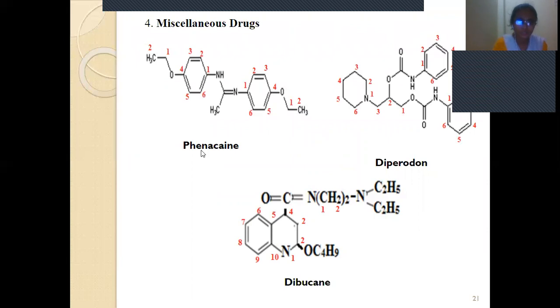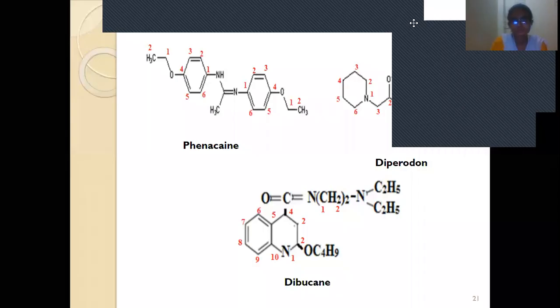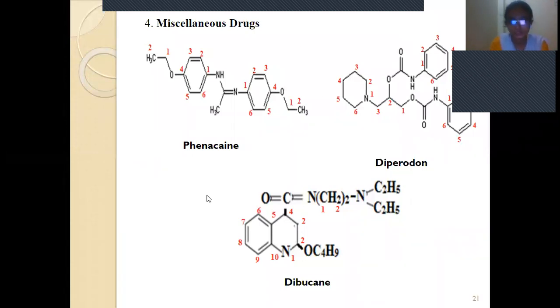Next, miscellaneous drugs. In this, first one is phenacaine. If you see here, two phenyls are attached, and here ethoxy. Two carbon atoms means ethyl, oxygen. So diphenyl ethoxy is there, and this is the ethane diamide. See here, two amine groups are there, so it is ethane diamide. So diphenyl ethoxy and ethane diamino is there.